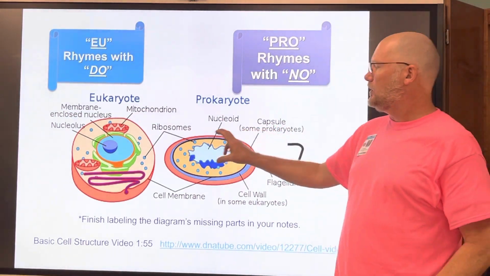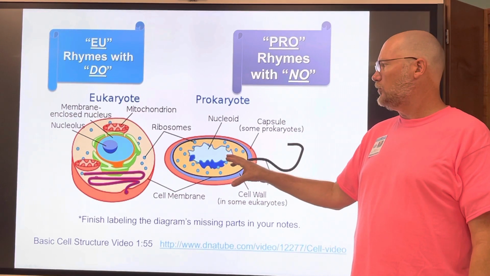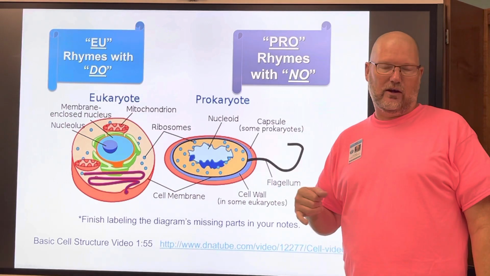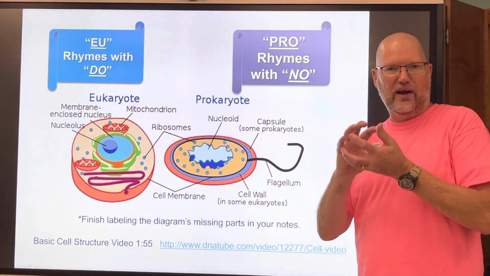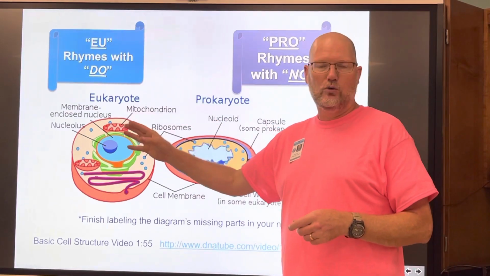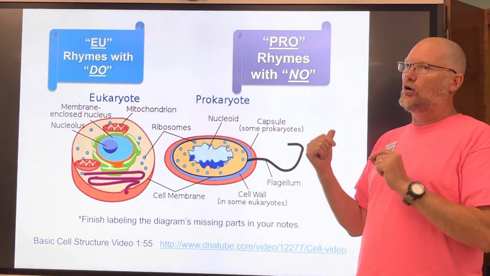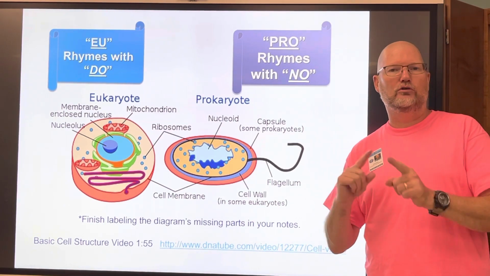So prokaryotes, like a bacteria, don't have a nucleus. Their DNA is just floating around inside their cell walls, inside their cellular framework. And again, eu rhymes with do, have a nucleus. You do, pro, no. Say it 7 times, you won't forget it. You do, pro, no.